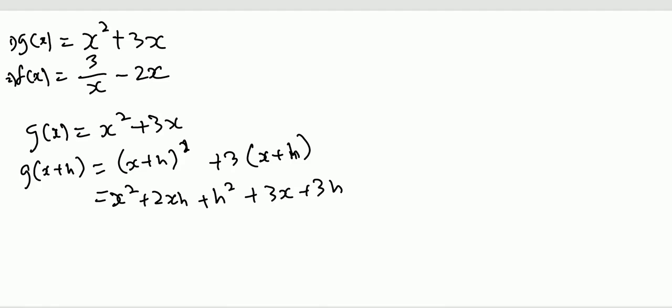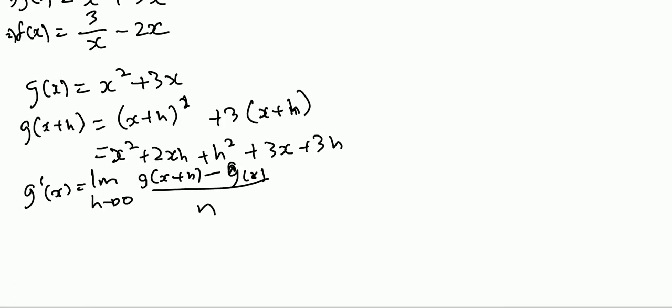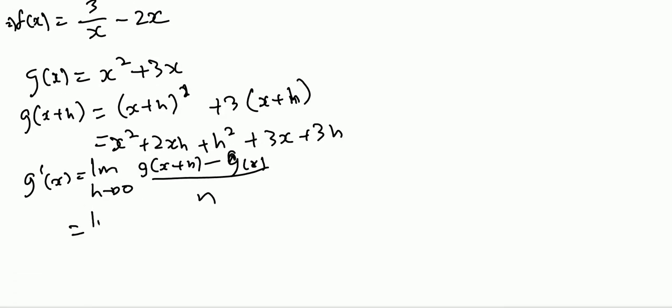So the formula says, if we are differentiating g of x from first principle, g prime of x will be the limit as h approaches 0 of g of x plus h minus g of x all over h. Do we have our g of x plus h? Yes. Limit as h approaches 0. What is our g of x plus h? x squared plus 2xh plus h squared plus 3x plus 3h.